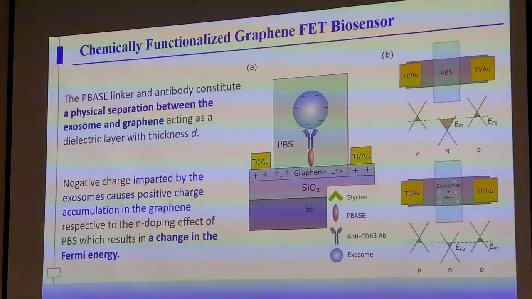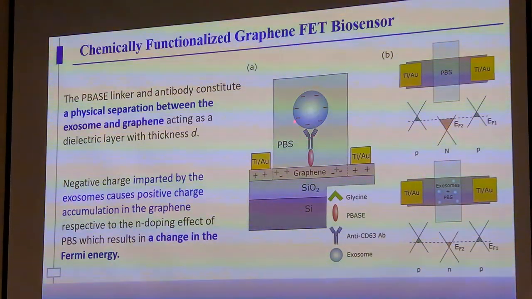Here in more detail, you see graphene, and on top of the graphene is a P-base, and on the P-base you have anti-CD63 antibody, and it interacts with the exosome here. If you have PBS, you see it largely shifts down, and then when you introduce these exosomes, it shifts upwards again.